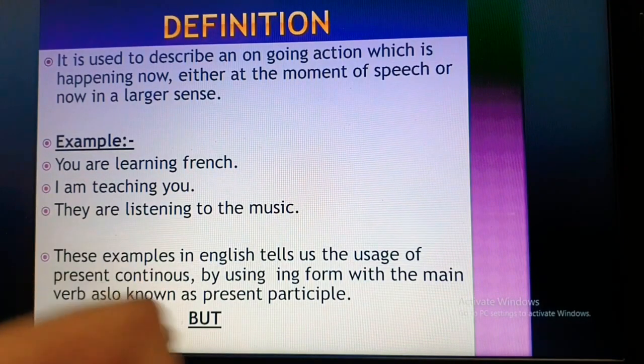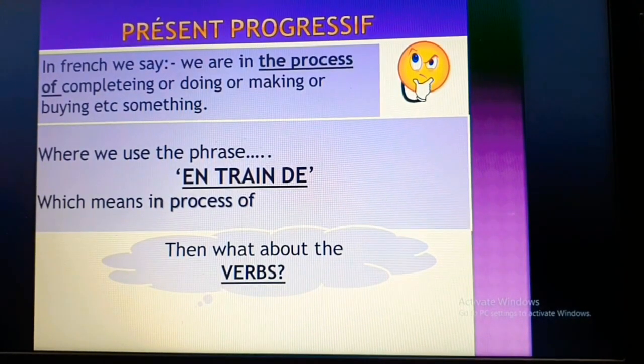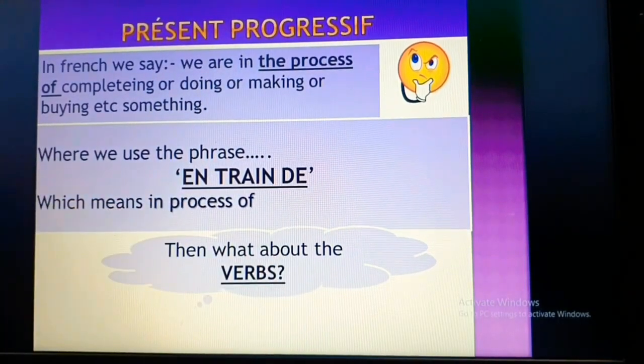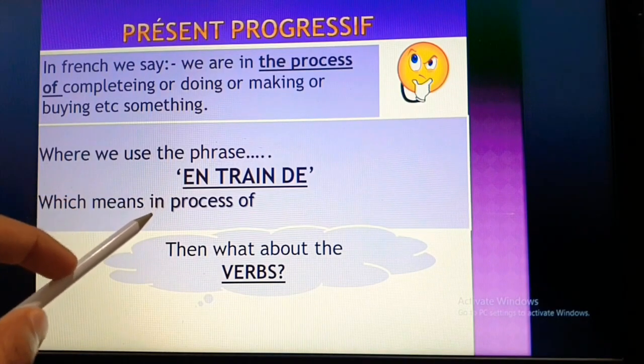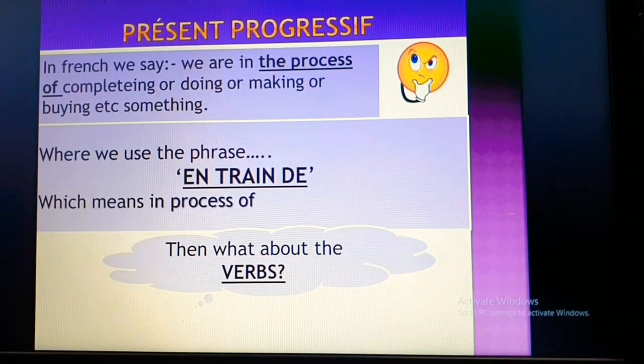But what about present progressive in French? We say we are in the process of completing, doing or making or buying something, where we use the phrase en train de. So we have to use this phrase en train de in every sentence, in every conjugation of the verb, which means in process of.